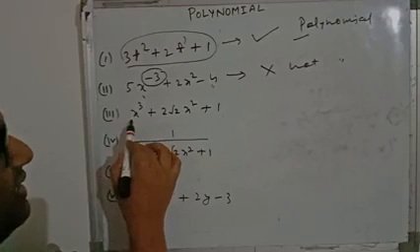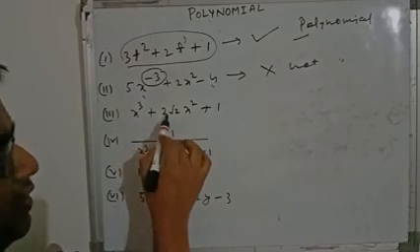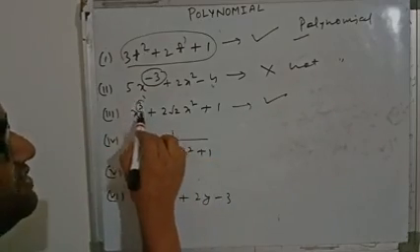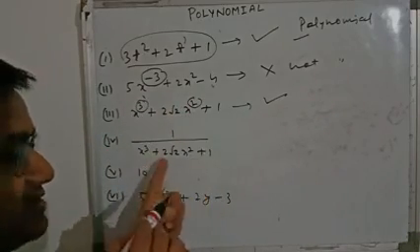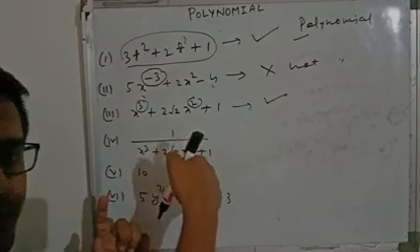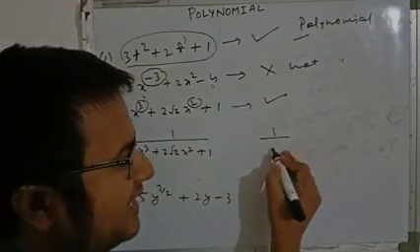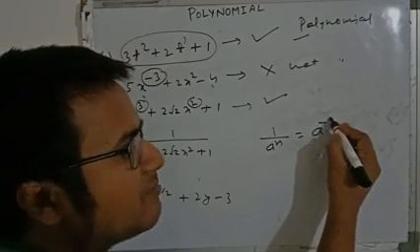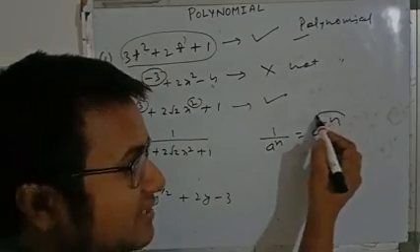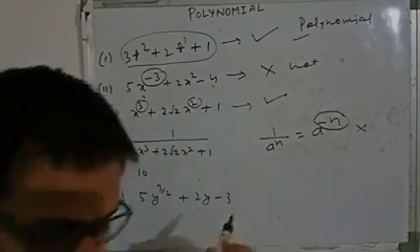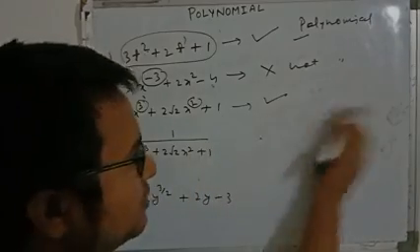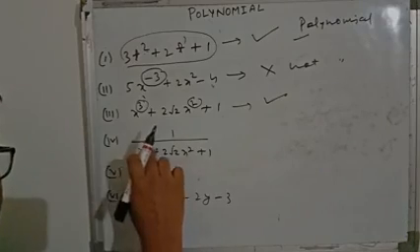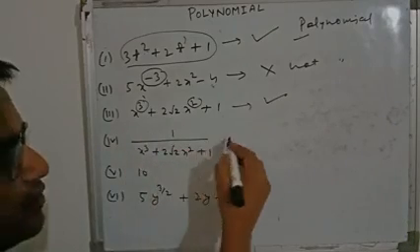Now you see x cube plus 2 root 2 x square. Yes, this is a polynomial, because the powers of the variables are positive integers. But this is not a polynomial because it is in the denominator. You know that in indices, 1 by a to the power n, when it goes to the numerator, becomes a to the power minus n. So the power has become negative, so this is not a polynomial. In this example also, if you shift this to the numerator, it also becomes a negative power. So it is not a polynomial.